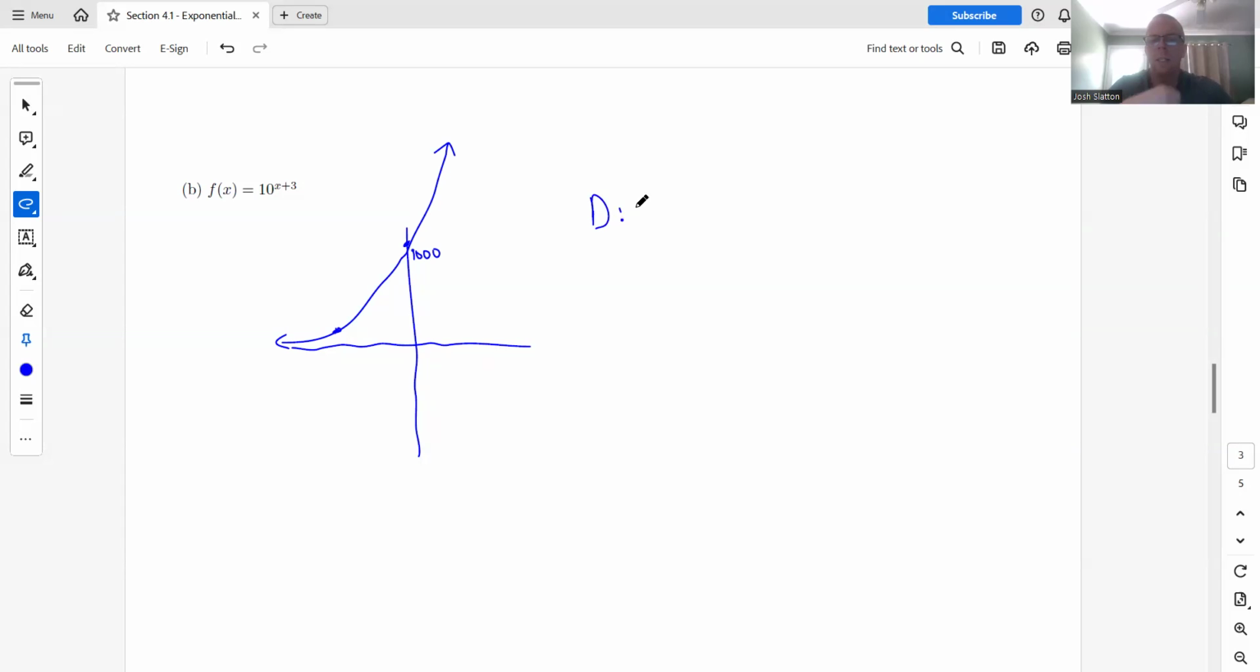Domain, again, all real numbers. Range, no vertical shifts, so the range is not going to change. Horizontal shifts would normally change the domain, unless it's all real numbers, and then they don't. The range is 0 to infinity, and the asymptote has not changed either. That's still going to be y equals 0. So really, as long as they're horizontal shifts, nothing is really changing on any of these. They're all pretty much the same. We're just moving it left and right. And that's pretty much it.